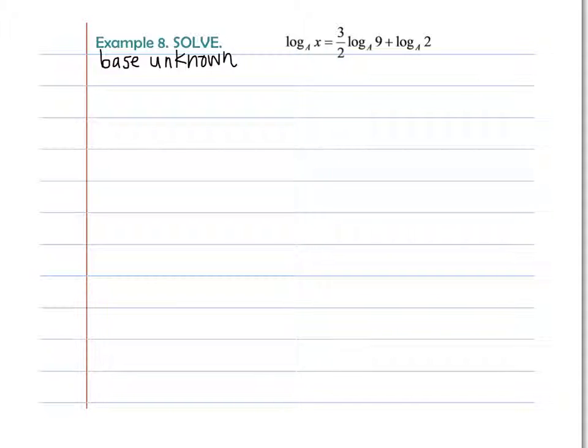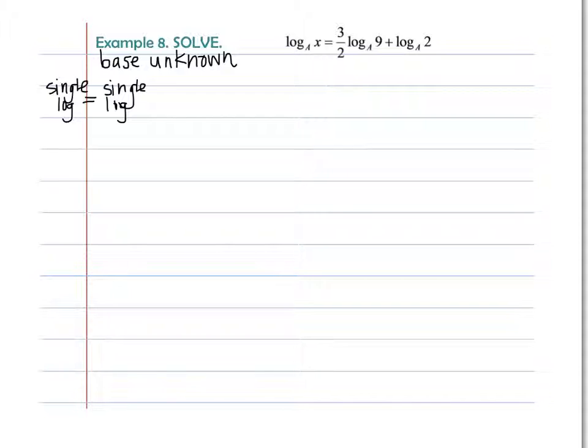Okay, so here's the process for this. When you don't know the base, what we want to do is get one log on one side and one log on the other. So, if I write this in shorthand here, the goal is to get a single log on the left-hand side of the equation and a single log on the right-hand side of the equation. So let's go ahead and do that.